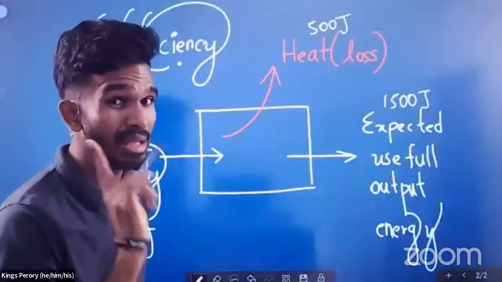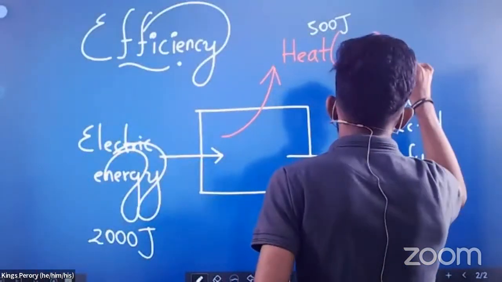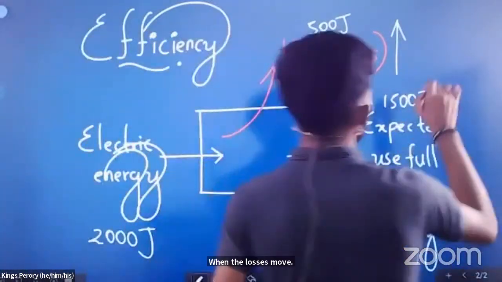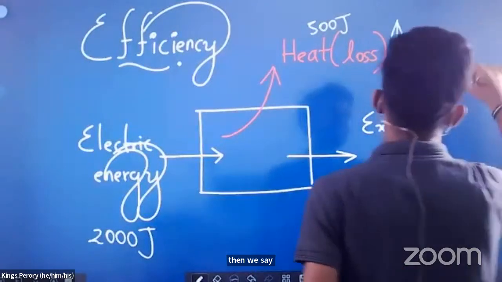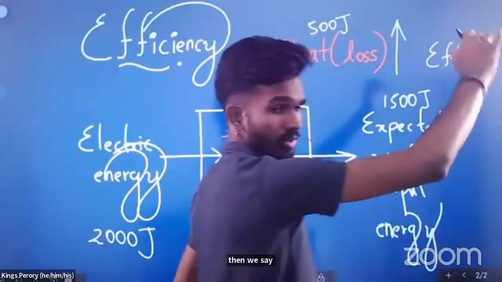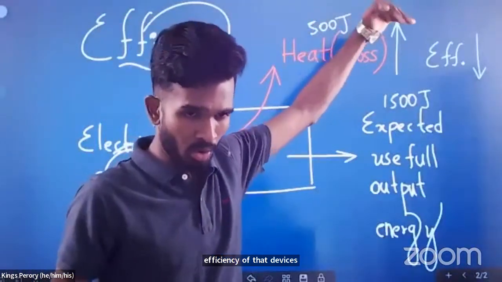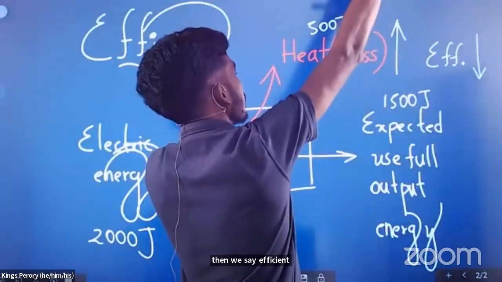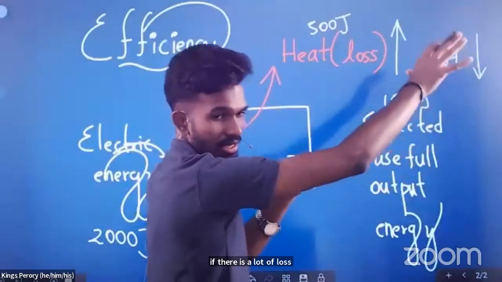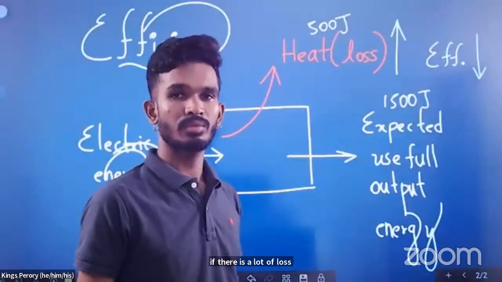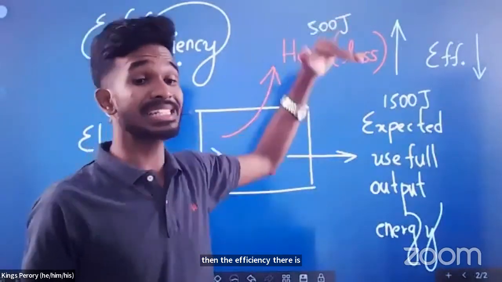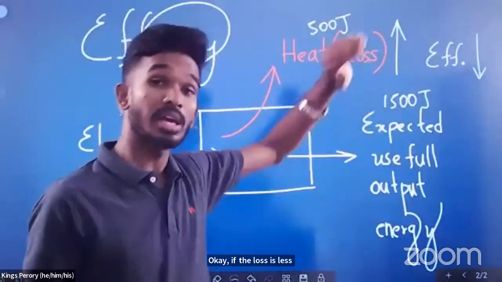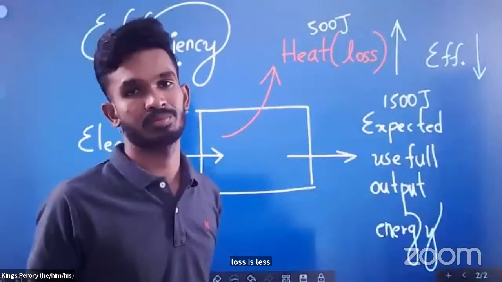Remember, now listen, when the loss is more, then we say the efficiency of that device is low. If there is a lot of loss, then the efficiency is low. If the loss is less, if only a little bit of heat energy is released, then the efficiency is high. Now your turn.